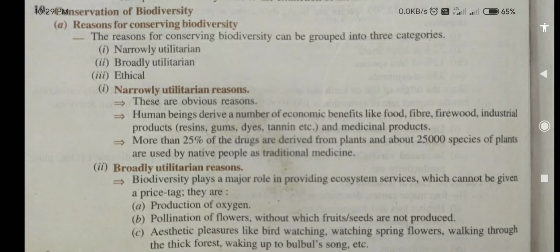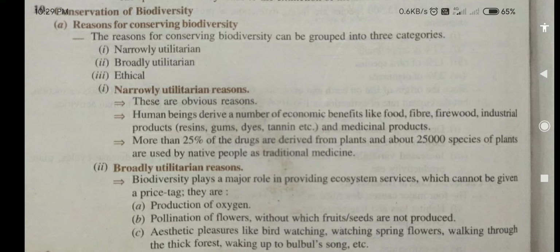Broadly utilitarian means a broad concept. What is the use of this biodiversity? Biodiversity plays major roles in our ecosystem. It provides ecosystem services which cannot be given a price tag. If we had to pay, how many rupees would we have to pay for the services of that ecosystem? It is unlimited. There is no price tag for the role of our ecosystem.